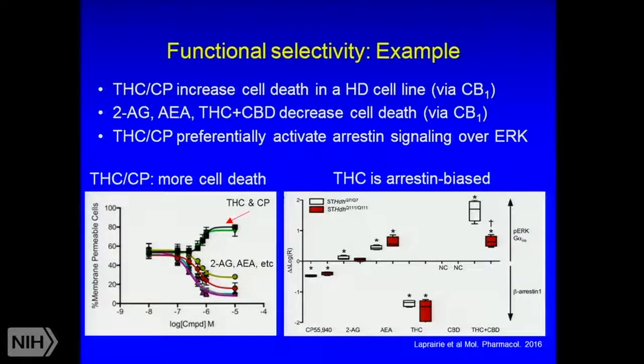This is work from Eileen Donovan-Wright's lab, and when they looked at signaling pathways involved here, and this is a bit of a complicated slide, the main thing to note is that you can either go up or down. Up indicates a bias towards ERK signaling, down bias towards arrestin signaling, and you can see, interestingly, that THC and CP favor arrestin signaling. This seems to culminate in cell death. Anandamide tends to favor ERK signaling, and that culminates in cell survival. And very interestingly, if you combine THC and CBD, you favor ERK signaling and you favor cell survival. So it's kind of an interesting outcome. So you can't conflate effects of THC with the effects of 2-AG or other compounds.